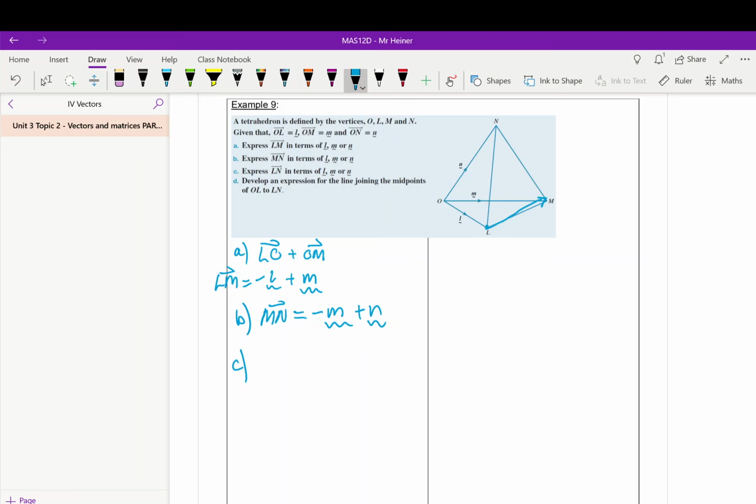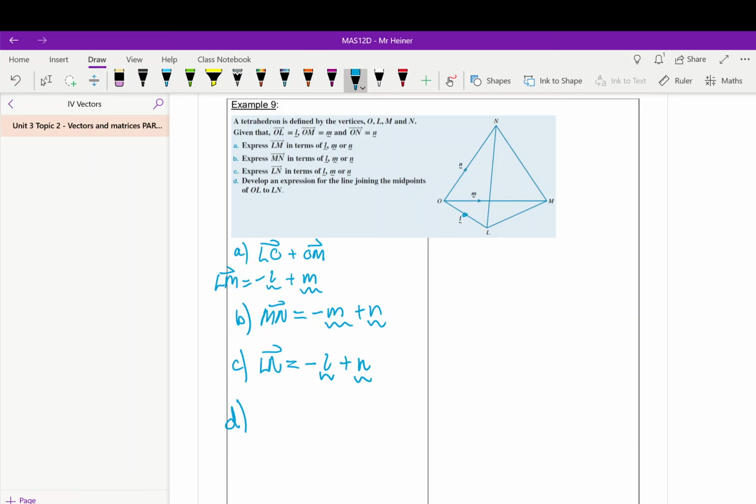And then part C, express LN. So to get from L to N, I have to go back through L, so negative L going in the opposite direction, and then upwards through N. So using these three, we need to develop an expression for the line joining the midpoints of OL and LN. So let's take a look at that.